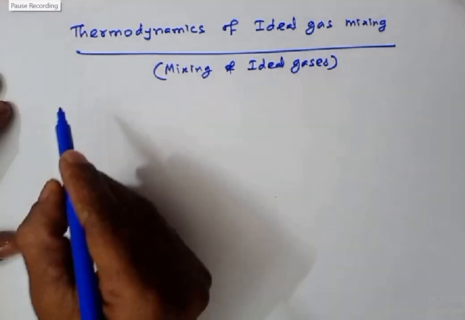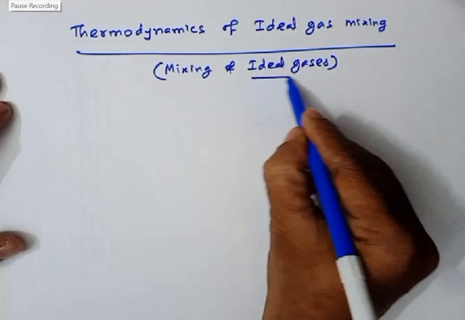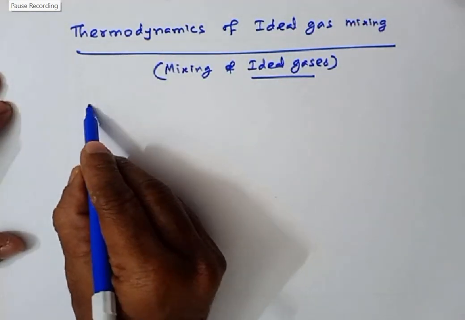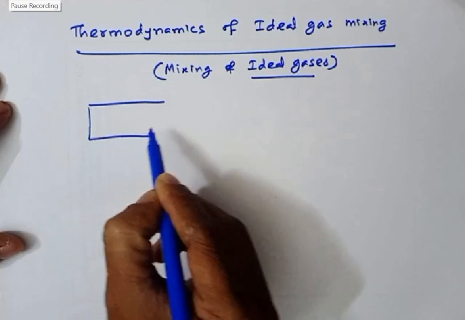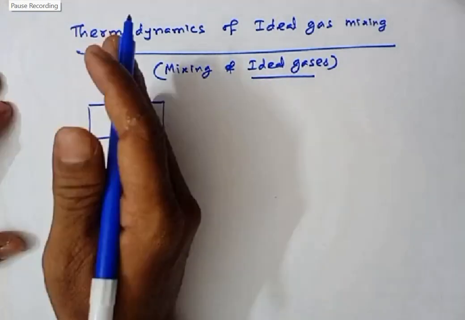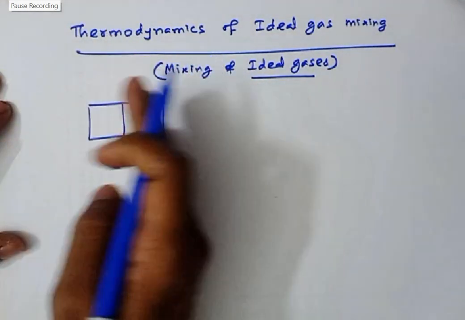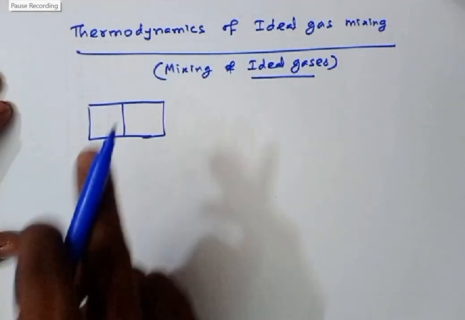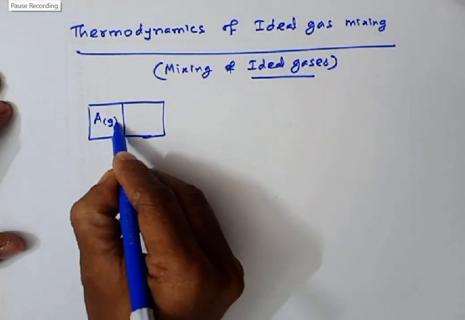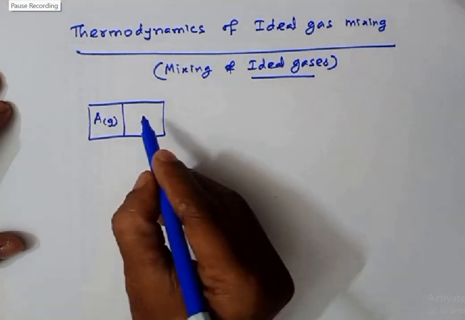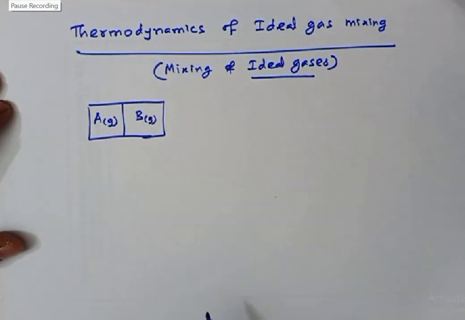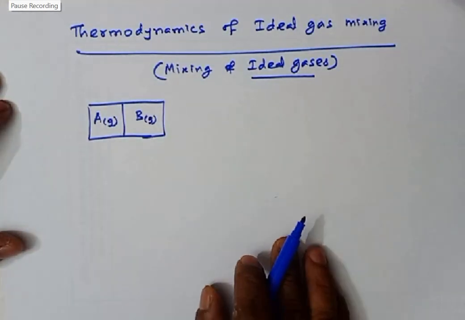Now what I'm going to do, I'm going to take ideal gases. Let me take a container like this, and I'll put a partition here. So this container is separated into two compartments. In compartment 1, I'll take some gas A, and in compartment 2, I'll take another gas B. Okay, I have two gases now, right?